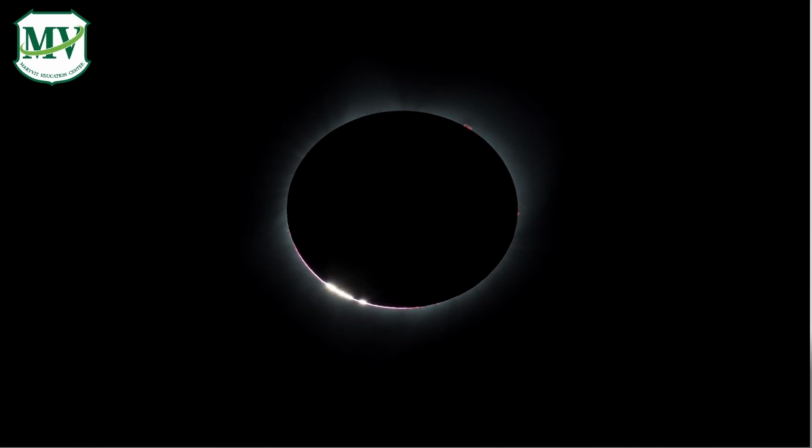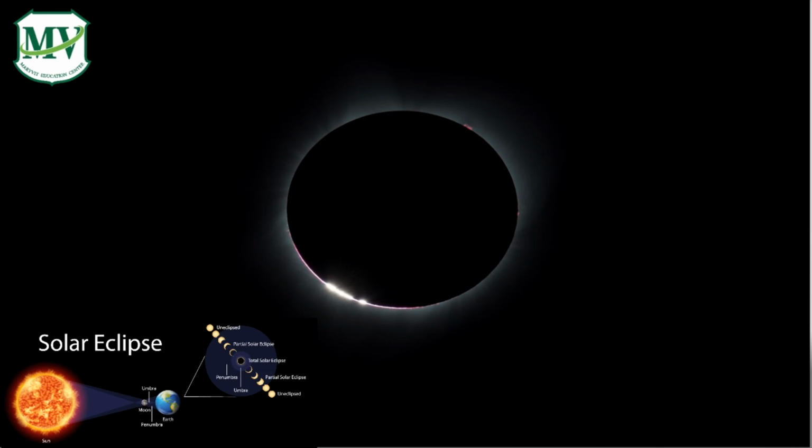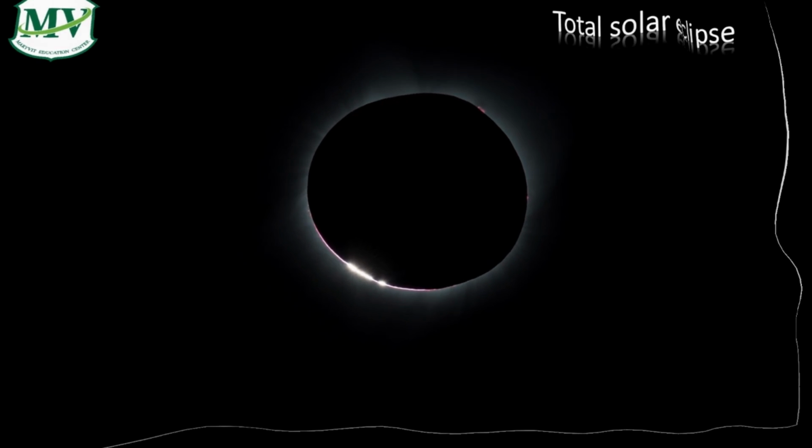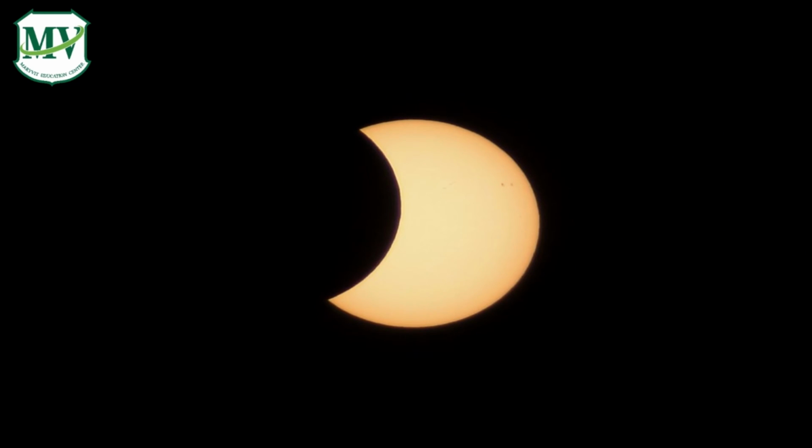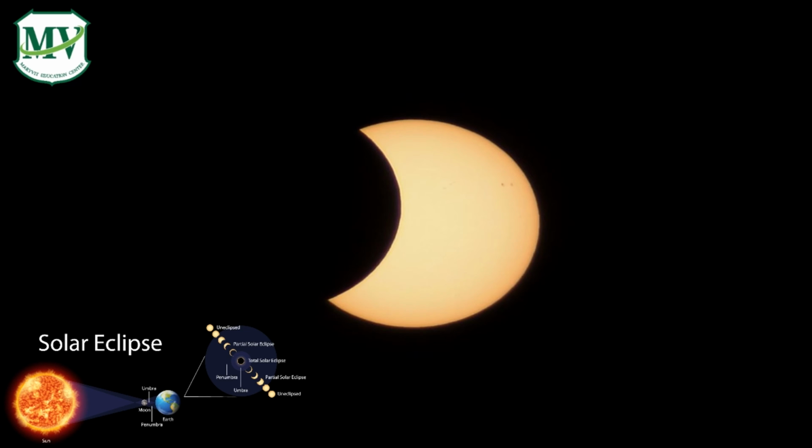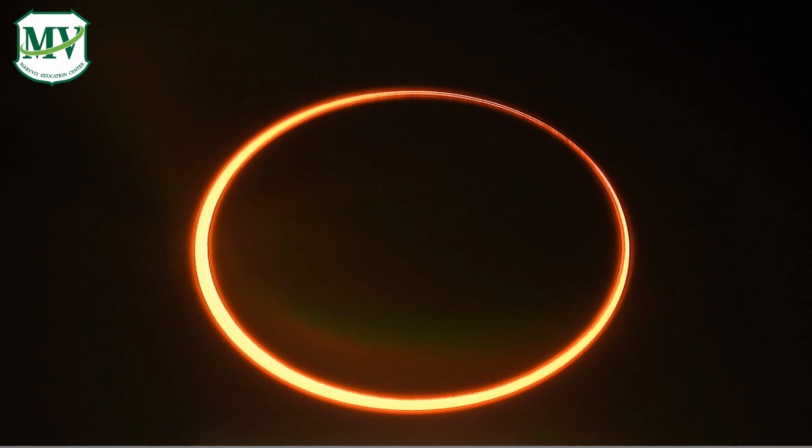The first is the total solar eclipse. Total eclipse occurs in the umbra region when the moon completely covers the sun. The sky becomes very dark as if it were a night. The second type of solar eclipse is a partial solar eclipse. This happens when the sun, moon, and earth are not exactly lined up. Partial solar eclipse occurs at the penumbra region when the moon blocks only a part of the sun.